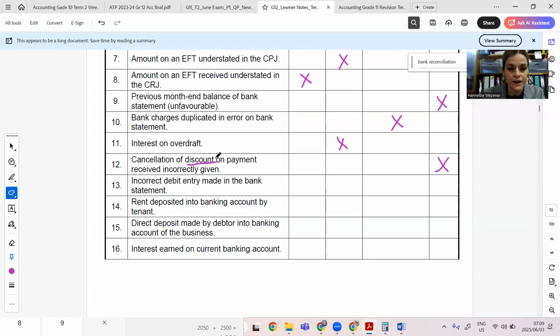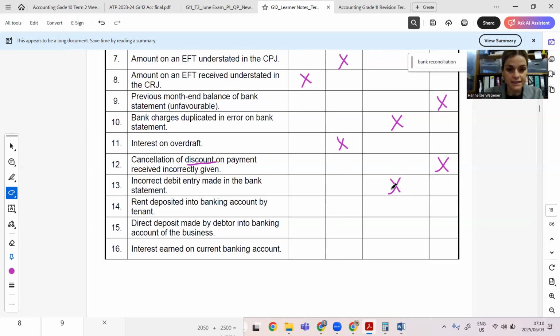Then an incorrect debit entry was made in the bank statement. So in other words, the bank said that you paid something, but you actually didn't pay it. They need to fix it. So it's an incorrect entry on the bank statement. Therefore, the bank has to fix this. So it's going to show on my bank reconciliation statement.